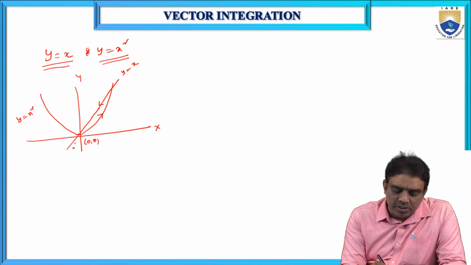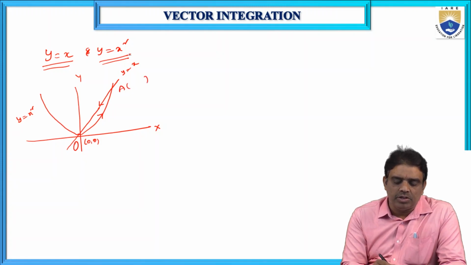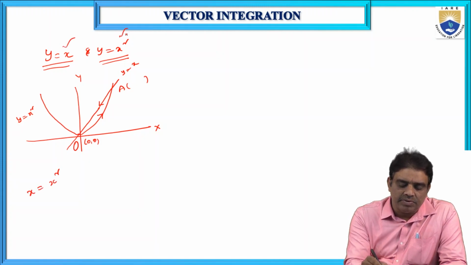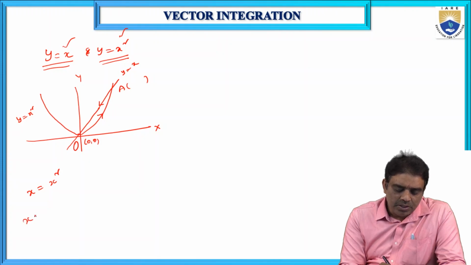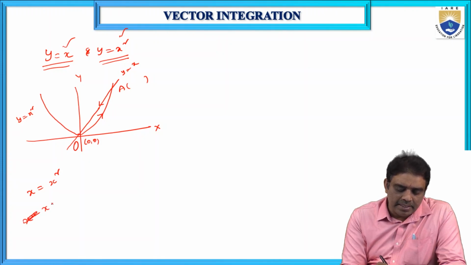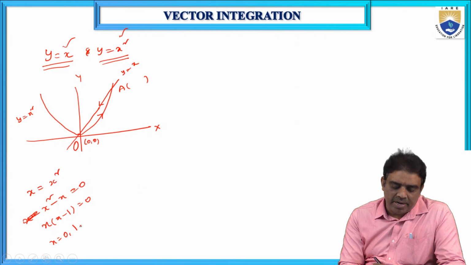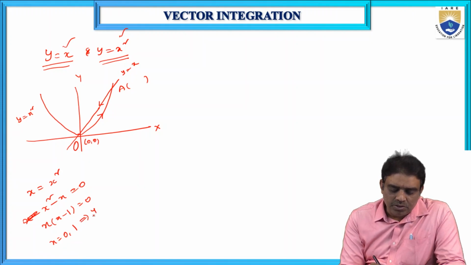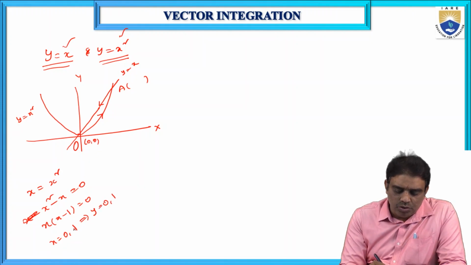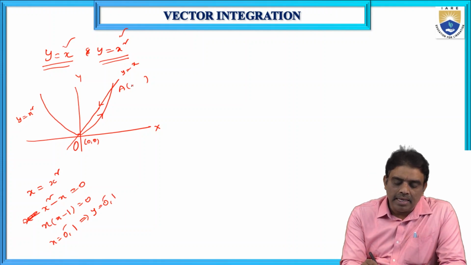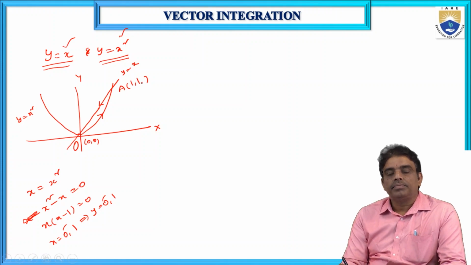Now the points of intersection are found on solving the two equations, y is x and y is x square. So x is equal to x square, or x square minus x is equal to 0, or x into x minus 1 is 0. So the values of x are 0 and 1, so y also is 0 and 1. That means 0, 0 is one point, which is the vertex, and the other point is 1, 1.